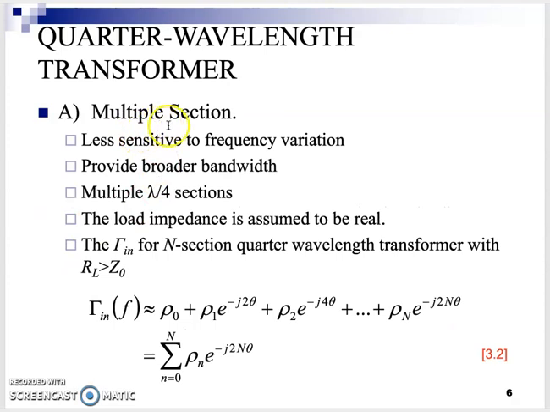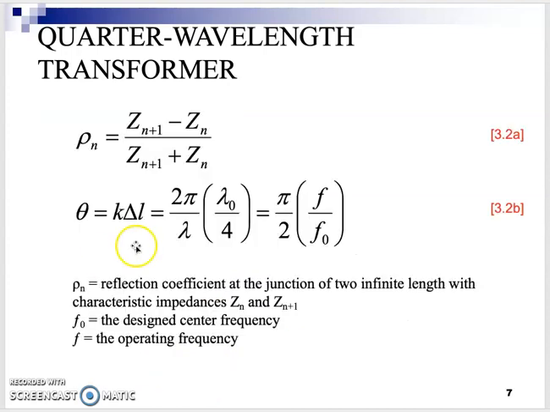The multi-section quarter wave transformer is less sensitive to frequency variation, so we can have a broader bandwidth matching. We have multi-section quarter wave transformers, and again we have to make sure the load impedance is real. This is the reflection coefficient, rho 0 plus rho 1 and so on, so that we have these cumulative summations.